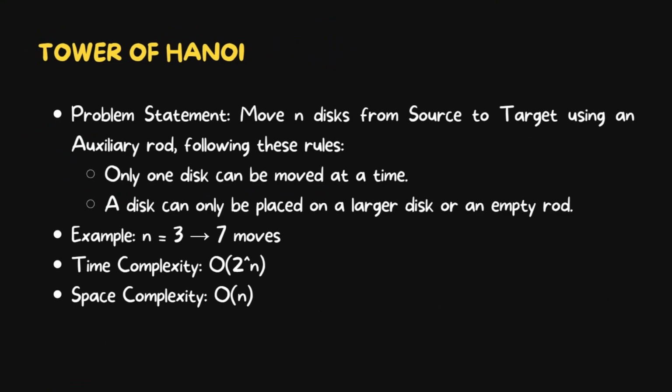Next comes the Tower of Hanoi problem. It is a famous recursive puzzle. The goal is to move n disks from a source node to a target node using an auxiliary node. The rules are: only one disk can be moved at a time, and a disk can only be placed on a larger disk or an empty node. For example, if n equals 3, there are 7 moves. Time complexity is O(2^n) and space complexity is O(n).